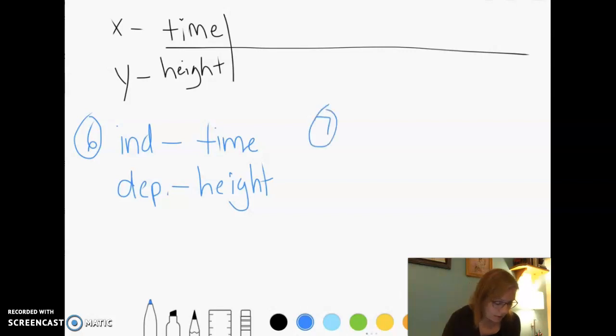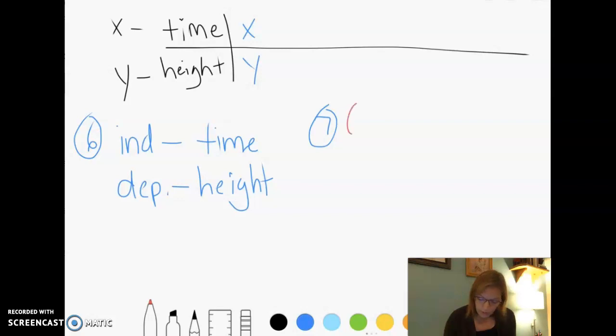Number 7, write a set of ordered pairs representing the data in the table. So all you're going to do is remember, if this is x and this is y, I'm going to take each of those and write them together as an ordered pair. So I'm just reading from the chart in the book right now. And I'm going to write these ordered pairs.